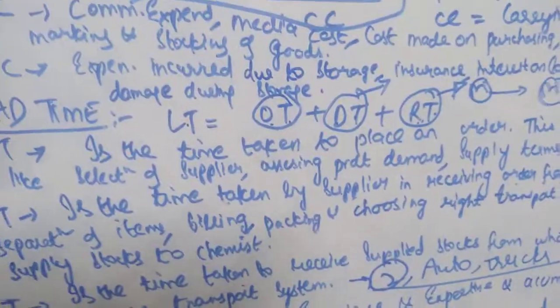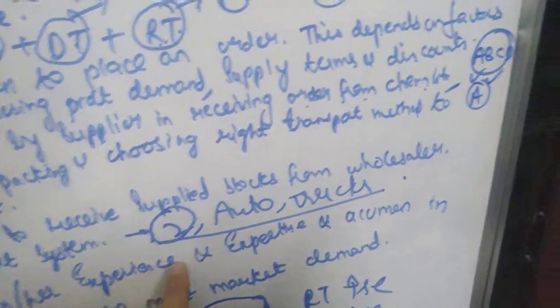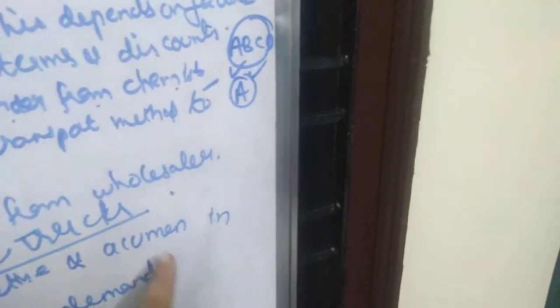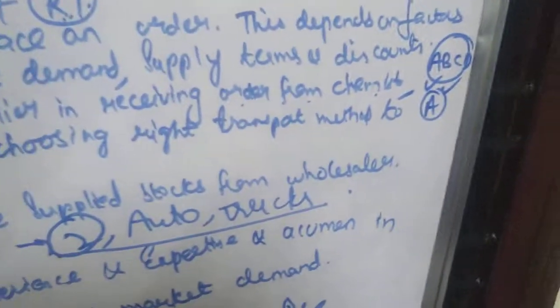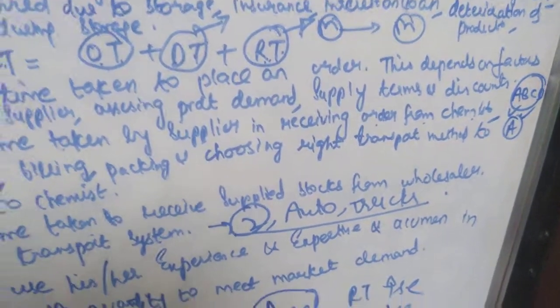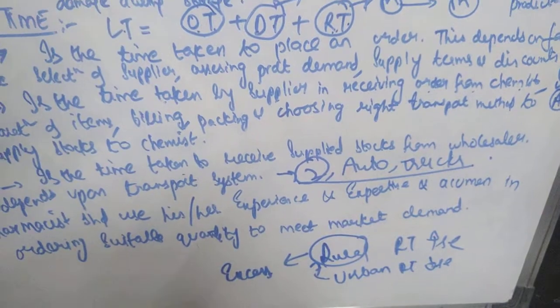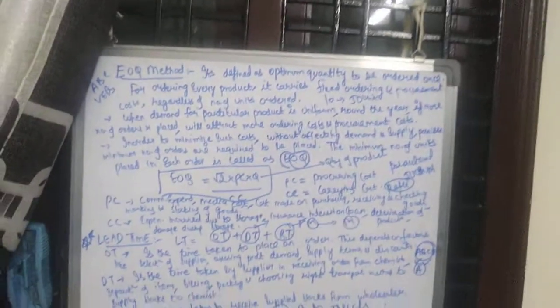So it all depends on the pharmacist, right? The pharmacist should use his expertise, experience and acumen. Acumen is nothing but keen knowledge, right? So the pharmacist should use his experience, expertise and acumen in ordering the suitable quantity to meet the market demand. As per the market demand, the pharmacist should order the goods, and if it is in a rural area, he should use his experience and knowledge to order the excess quantity. Okay, so this is with the EOQ method and lead time.